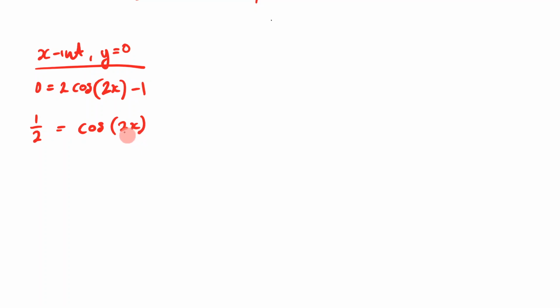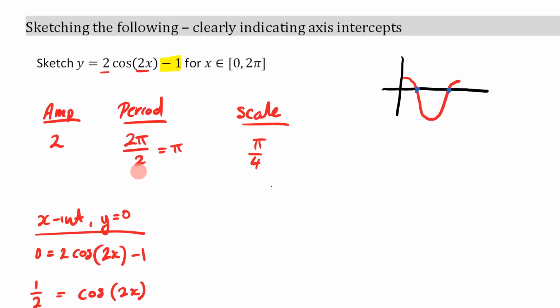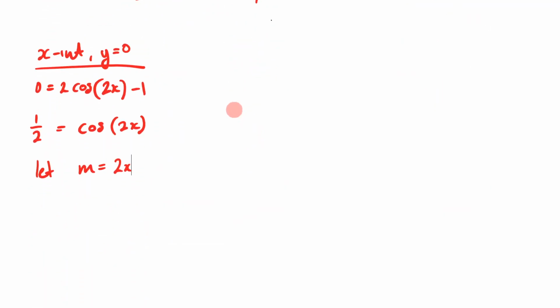Perfect. Once I've done that, I immediately recognize that I have a coefficient other than 1 in front of my x there. So what I'm going to have to do is pick a letter, let's pick m. Let m be equal to 2x. This is also where you need to consider the domain. So whenever you're solving trigonometric equations, you have to think, what is my domain? So the domain we were given was x is an element of 0 to 2 pi.